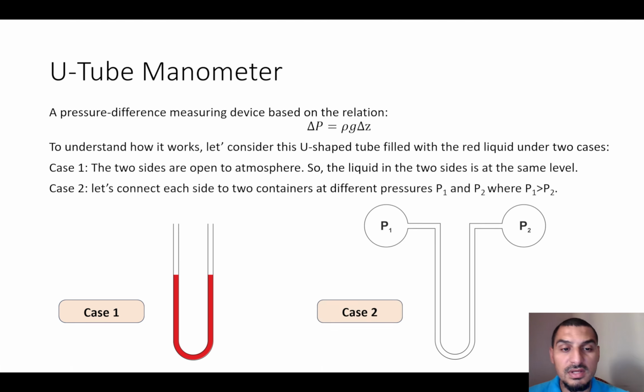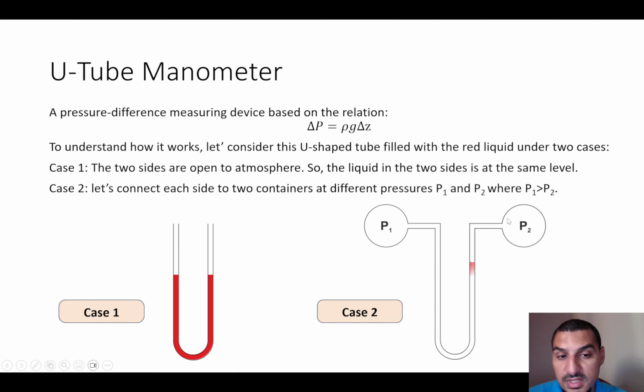Now we will consider another case where the two sides of the manometer are connected to two different containers or tubes or whatever. This container is at pressure P1 and this container is at pressure P2, and we still have the manometer liquid filling the tube, and we know that P1 is larger than P2. The pressure here is higher than the pressure here. This is a different case because in the previous case we had equal pressures on both sides of the manometer. Now we have different pressures. P1 is higher than P2.